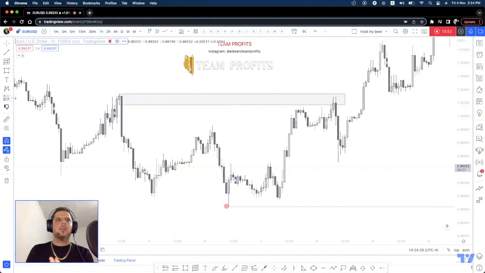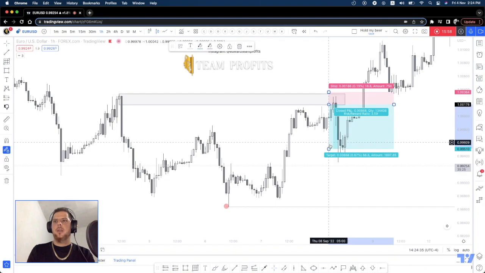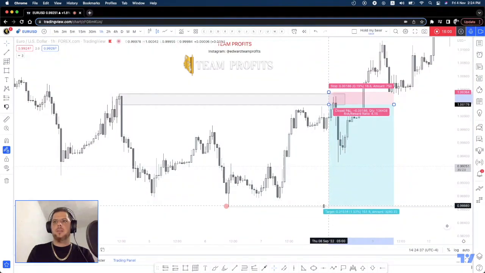Normally, if you entered on an order block like this, you would go from here. Let's say you want to go from there, and normally you aim for the previous low. That's your target.